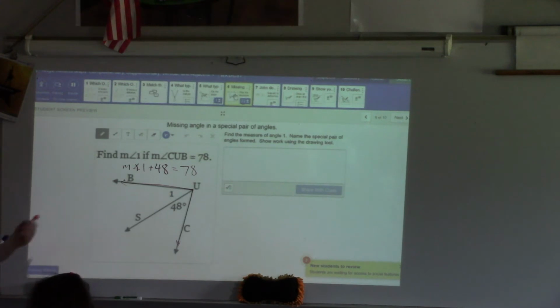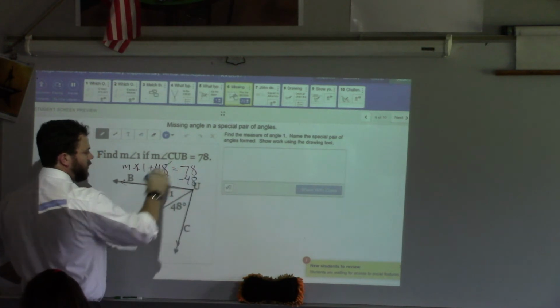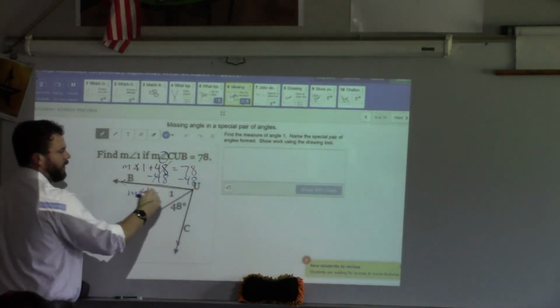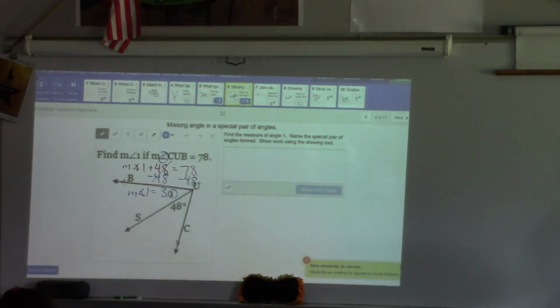Jeremy, take it home for us. What are we going to do now to finish solving this, to find out the measure of angle 1? Subtract 48 from both sides. There we go. Because what is 48 minus 48? 0. Making that a 0. So the measure of angle 1 is equal to 30. We good with that? All right.